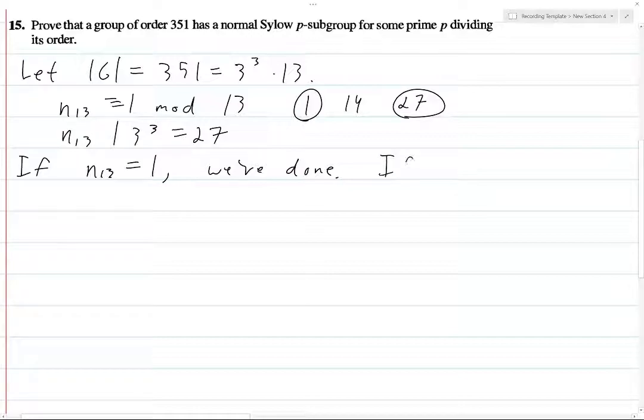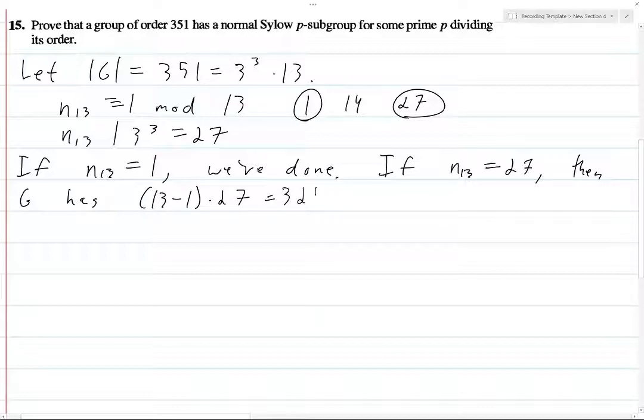So anyways, if n_13 is 27, then G has (13 minus 1) times 27, which is, if you calculate it, 324 non-trivial elements contained in Sylow 13-subgroups.